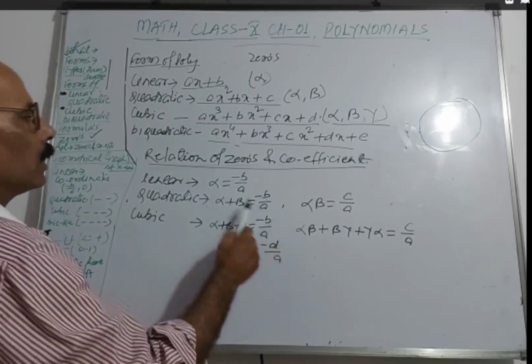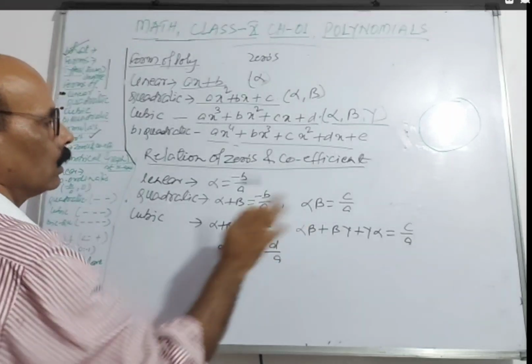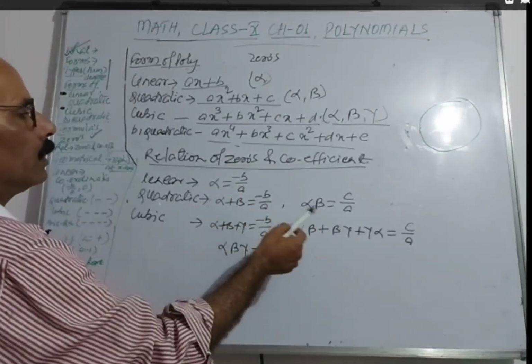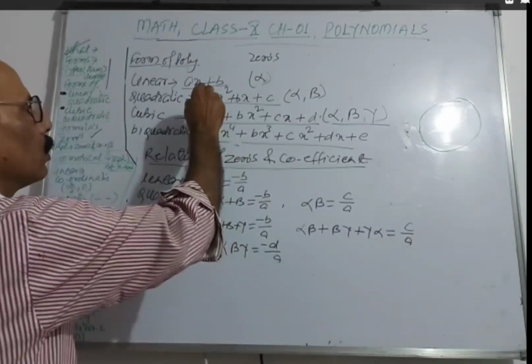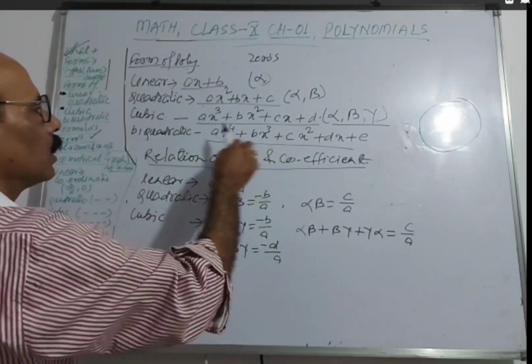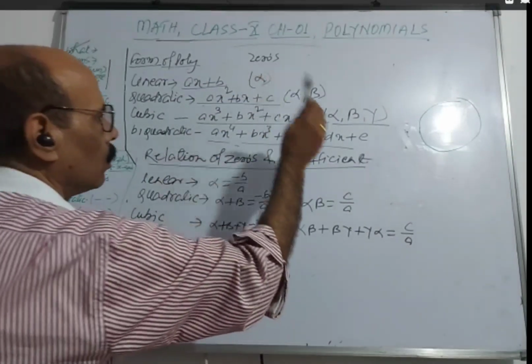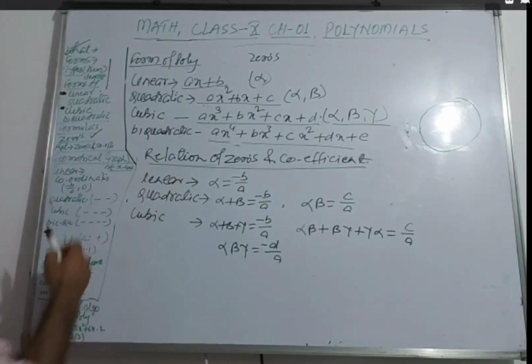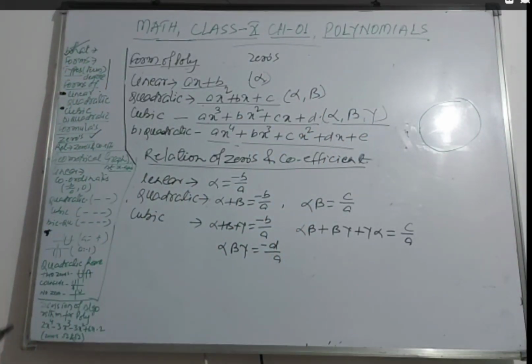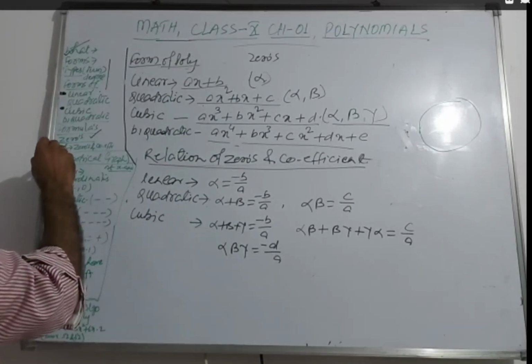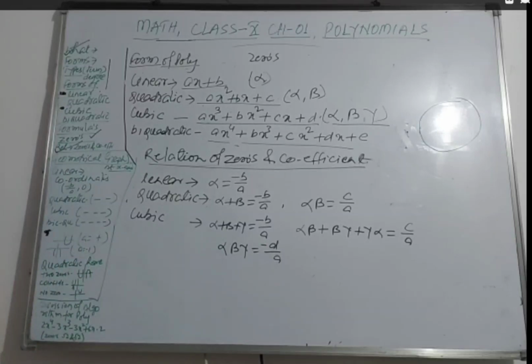Here alpha, beta, gamma are the zeros. And a, b, c is what? The coefficients: for any equation you take, the first is a, second will be b, third consider c, fourth d, like this. Okay, we have discussed the relation of zeros and coefficients.